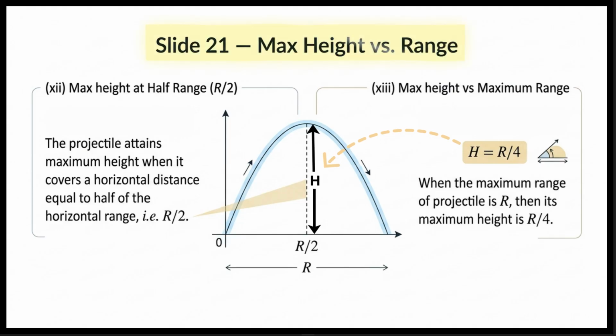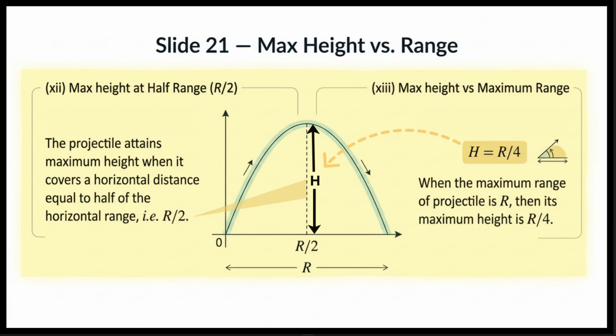2 elegant geometric results follow from the parabolic path. The projectile attains its maximum height exactly when it has covered half the horizontal range, at position r over 2. This confirms the perfect left-right symmetry of the parabola. The ascent and descent are mirror images.